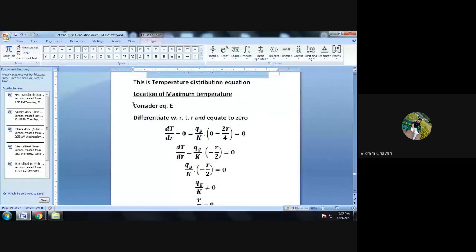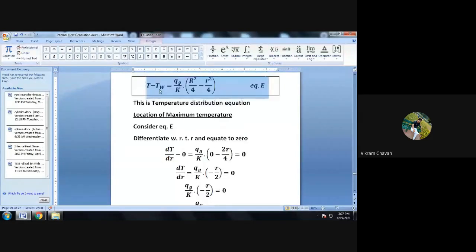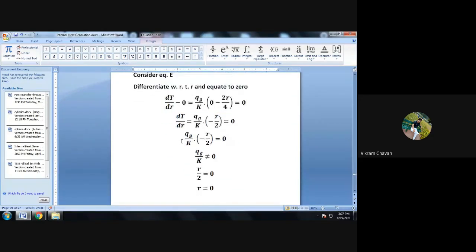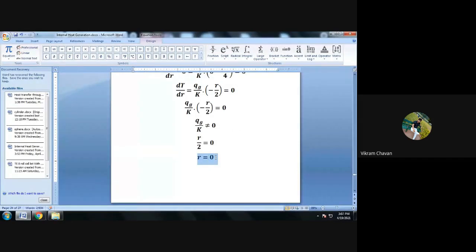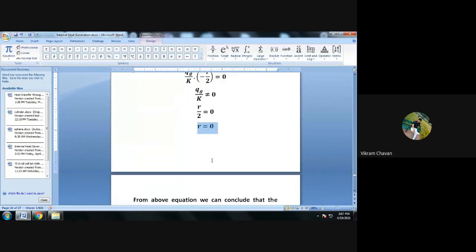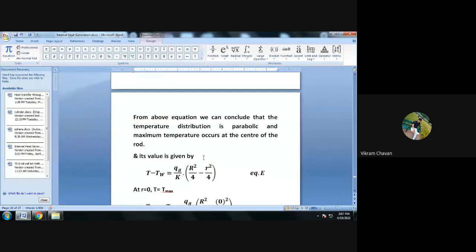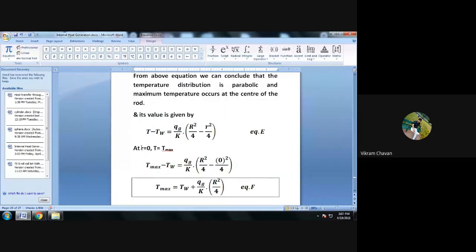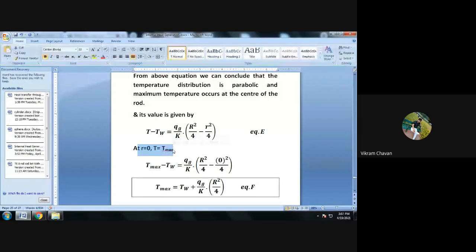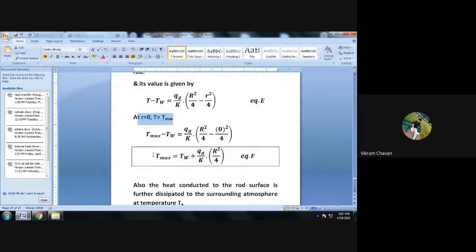So how are we doing this particular point, the location of maximum temperature? We are differentiating this temperature distribution equation with respect to r and equating it to 0. So we will get the maximum temperature at r equal to 0, that is nothing but at the center. Then what will be the value of that maximum temperature? Whatever location we get, we put that location in the temperature distribution equation. So at r equal to 0, T is equal to T max. By putting that, we will get the maximum temperature.